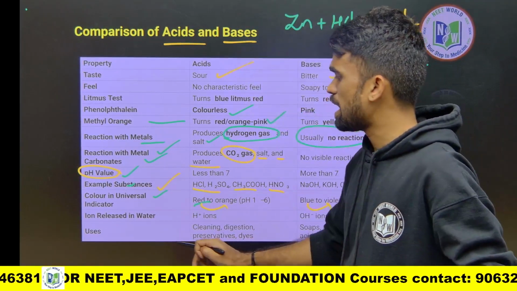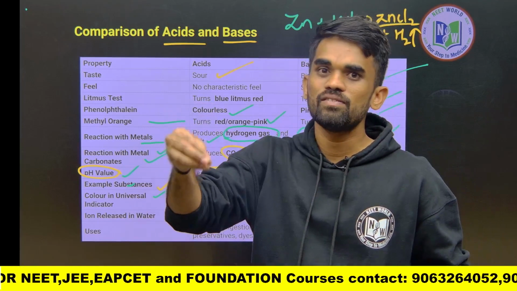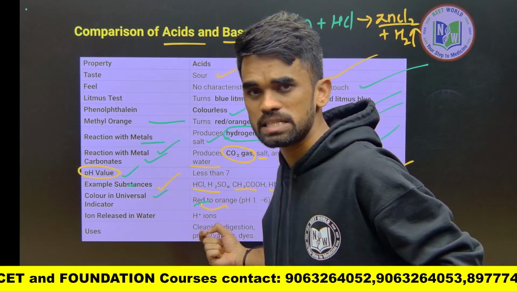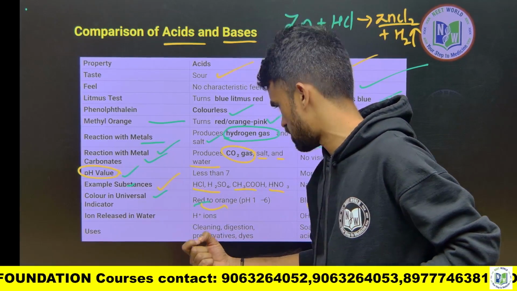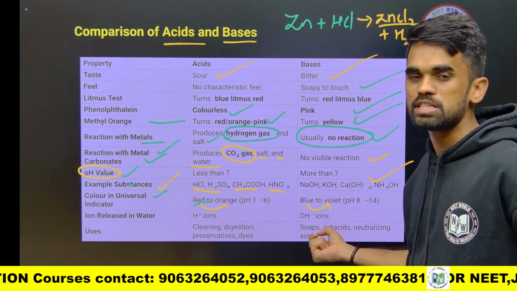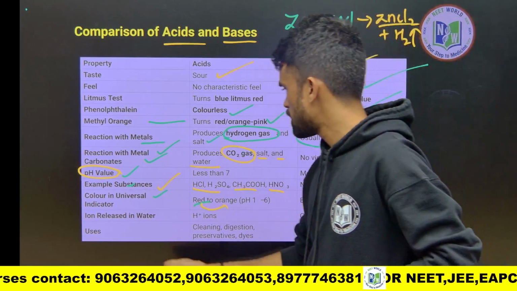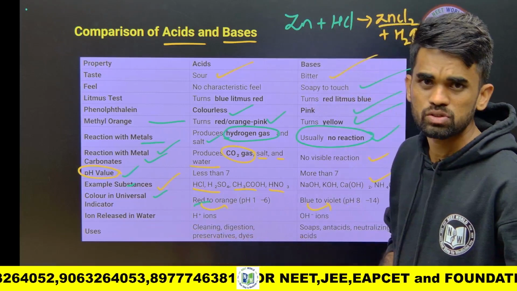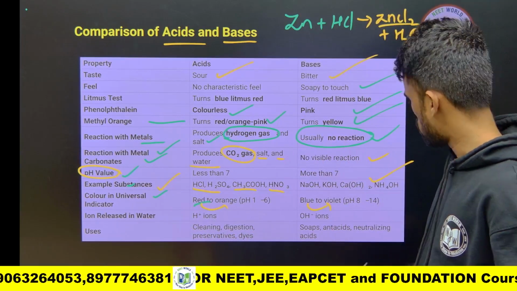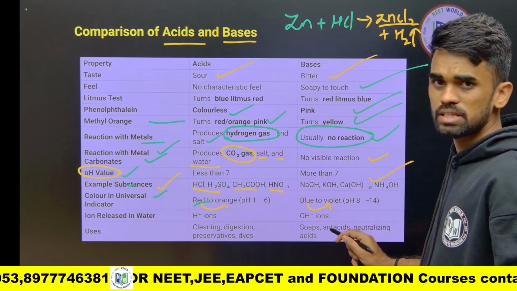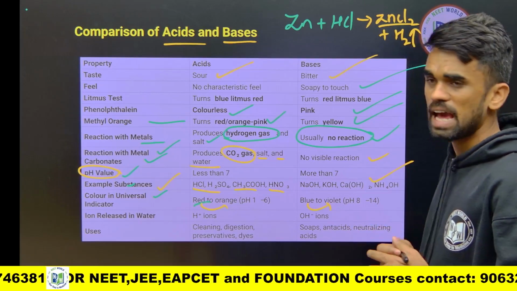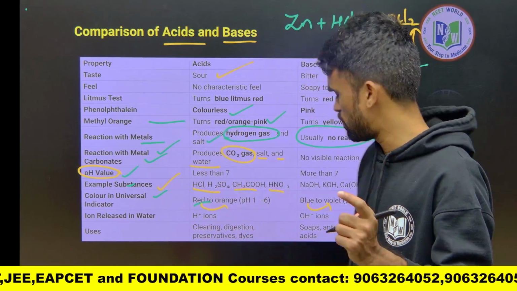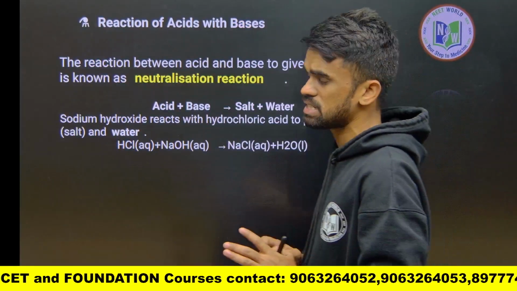Next, what ions are released in water? Acids release H plus ions in water. We will discuss that in the next slides, just hold for some time. And bases release OH minus ions in aqueous solution. Then next, the uses. Acids are used in cleaning, digestion, preservatives and dyes. Bases are used in soaps, and as antacids, to neutralize acids. We'll discuss this very clearly, just hold for some time.